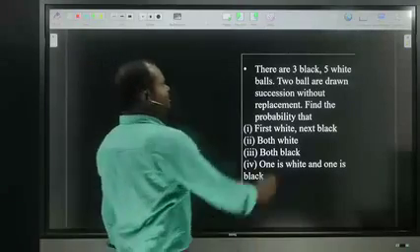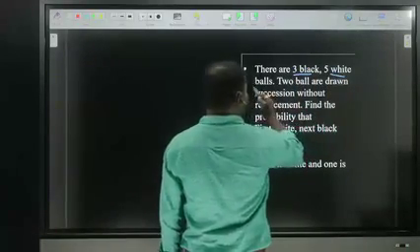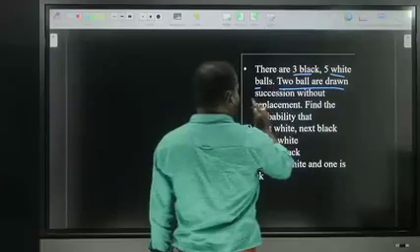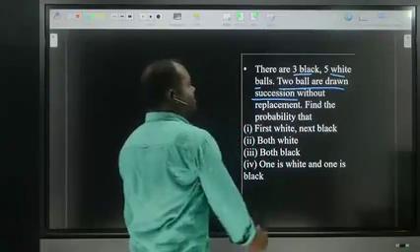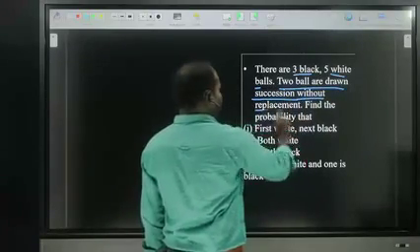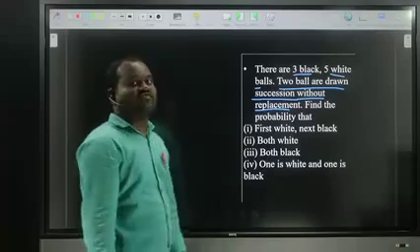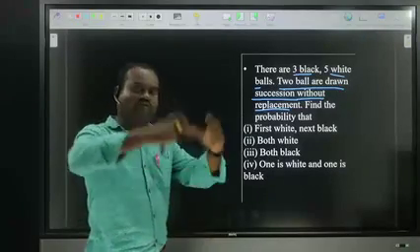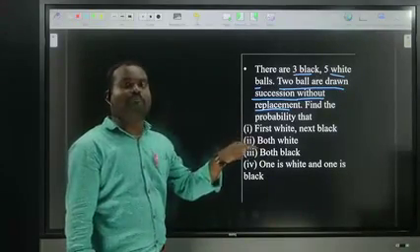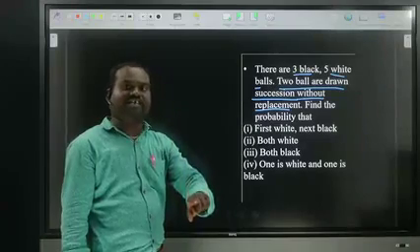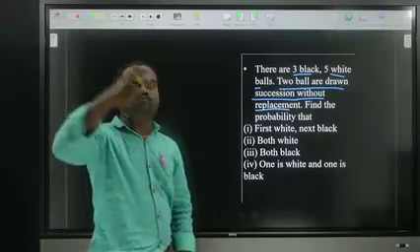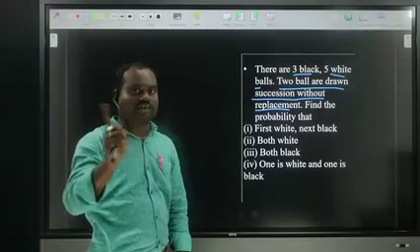3 black, 5 white balls. 2 balls are drawn in succession without replacement. Earlier the question was about 2 balls, now also 2 balls only, but in succession. Succession means one after one, not two at a time.